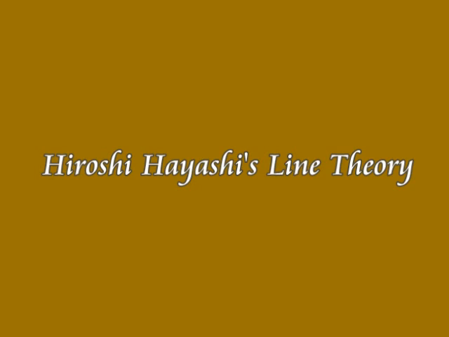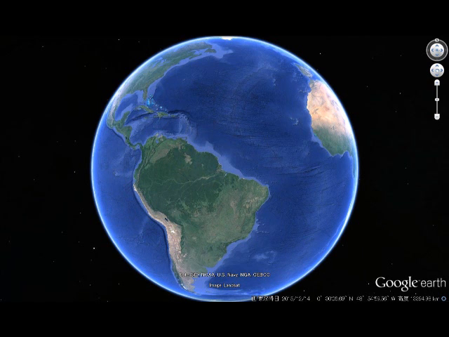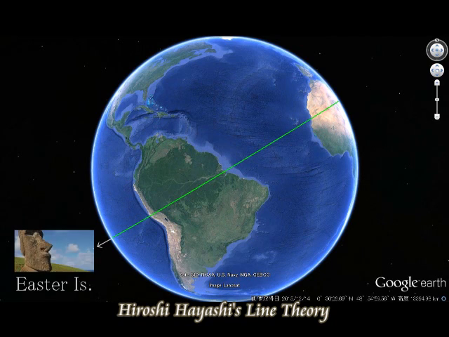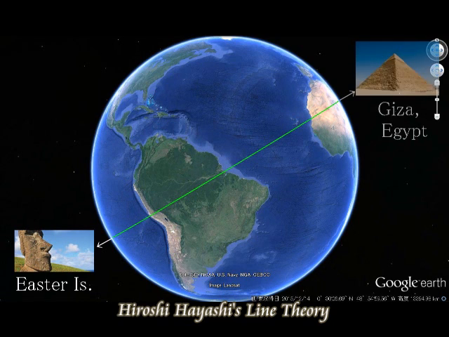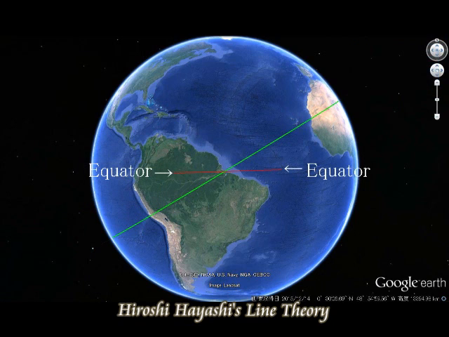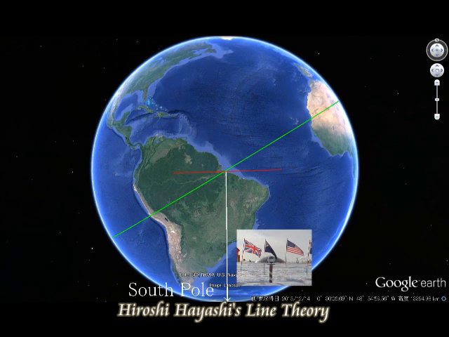Now, it's my pleasure that I can show you a part of my line theory on this globe. You see Easter Island on the left side, and this green line is the line between Easter Island and Giza Plateau, Egypt. And Nazca is on this line. You see Nazca here, which is sharply located on this line. And this red line is the equator. Two lines meet here, making a cross point, which I call here the West Pole. The white line is the line between the West Pole and the South Pole. The angle between them is sharply 60.00 degrees.